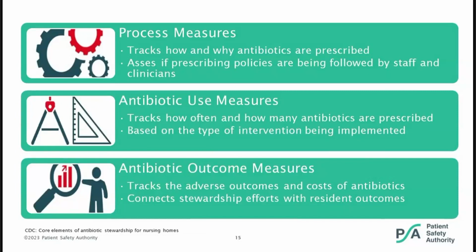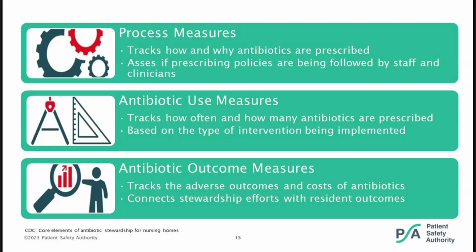The CDC's core elements of antibiotic stewardship for nursing homes describes 3 types of measures used to guide practice changes and track the impact of new interventions. First are process measures, which track how and why antibiotics are prescribed. When done over time, process measures can show whether policies around antibiotic prescribing are being followed by staff and clinicians. Examples of this can include reviewing medical records, looking for new antibiotic starts to determine clinical assessment, prescription documentation, and selection of antibiotics to determine if these were all in line with the facility's antibiotic use policies.